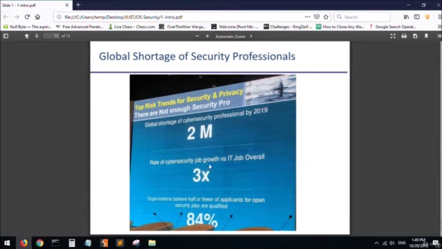Rate of cybersecurity job growth versus IT jobs overall: multiplied by 3. Imagine that. Organizations believe half or fewer of the applicants for open security jobs are qualified: 84%. Imagine that.